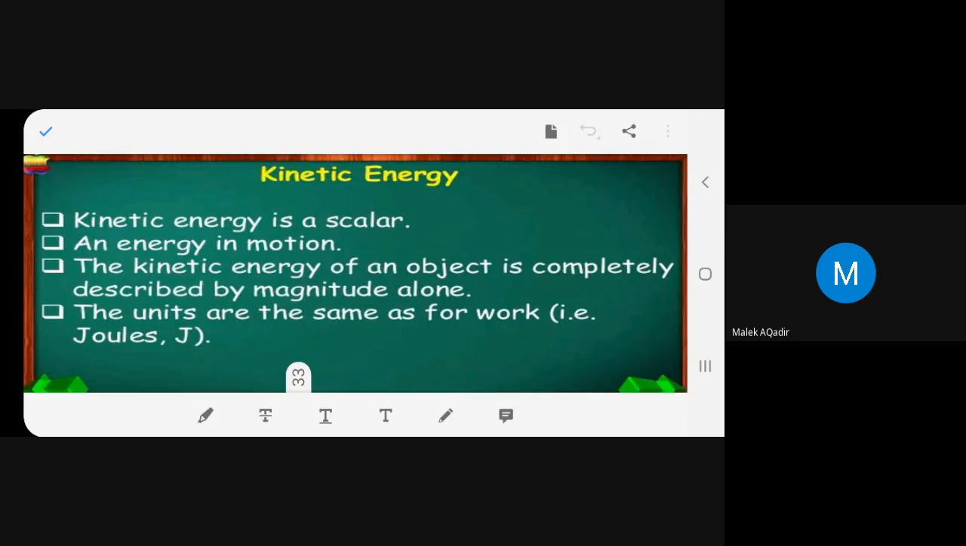Kinetic energy is a scalar, an energy in motion. The kinetic energy of an object is completely described by magnitude alone. The units are the same as for work. That is joules, J. So we know it is a scalar quantity because it has only got magnitude. There's no direction. This is the energy which is always in motion. This is described by magnitude alone. That's why it is a scalar. And the units are joules, the same as that for work. So work and energy are the same over here.